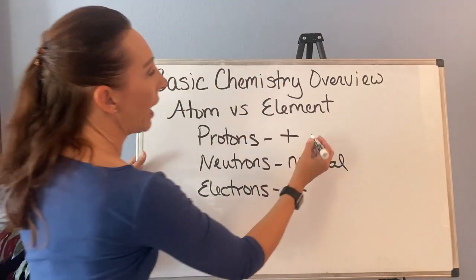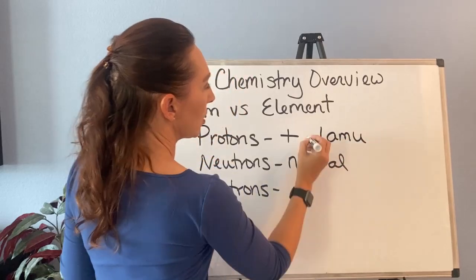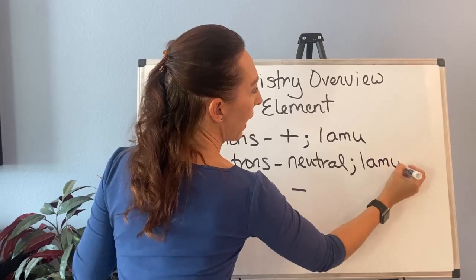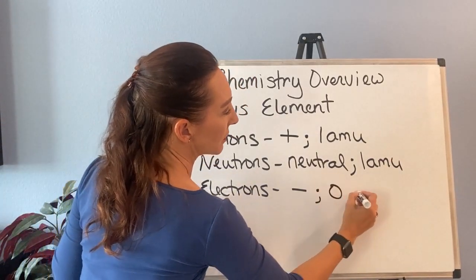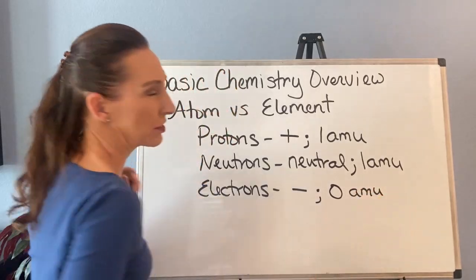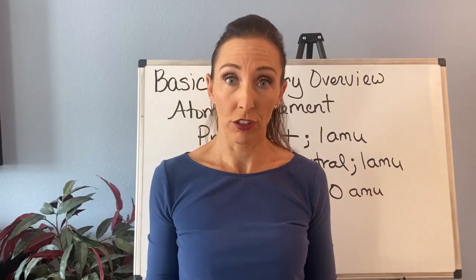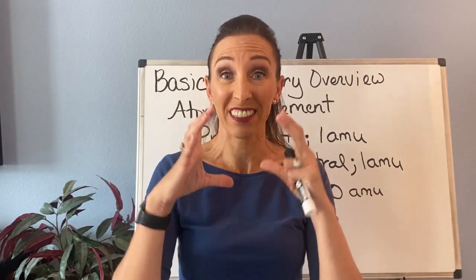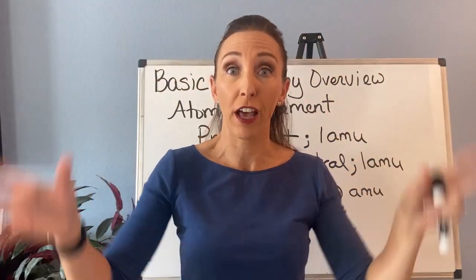So our proton has 1 AMU, atomic mass unit. Our neutron also has 1 AMU. And our electron, we would basically say has 0 AMUs. It just doesn't really register on that scale. The other thing we care about is the location of them. Protons and neutrons, which carry all the mass, are going to be in the center of the atom, or the nucleus. And then the electrons are going to be on the outer shells of that.